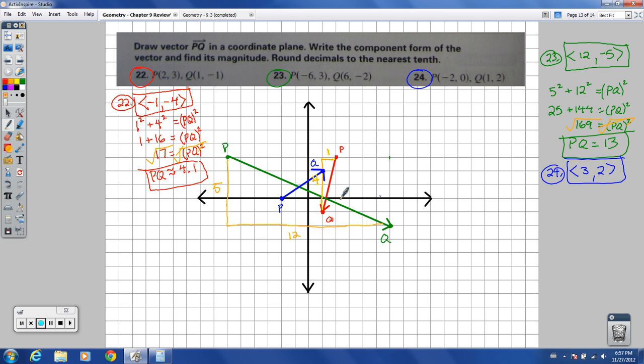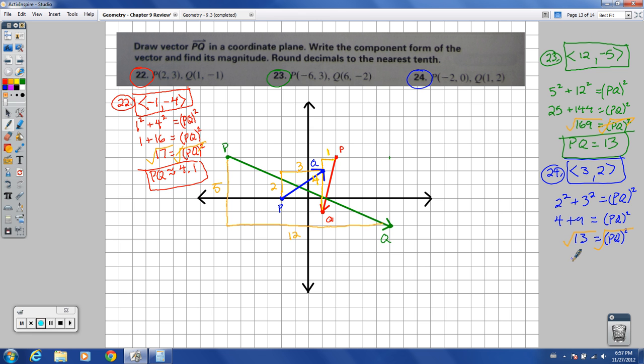And then to figure out the magnitude, consider the right triangle that's formed by it. You have a change of 2 here, a change of 3 here. And so you're taking this and doing 2 squared plus 3 squared equals PQ squared. And this would be 13 after you simplify that. Take the square root of both sides.